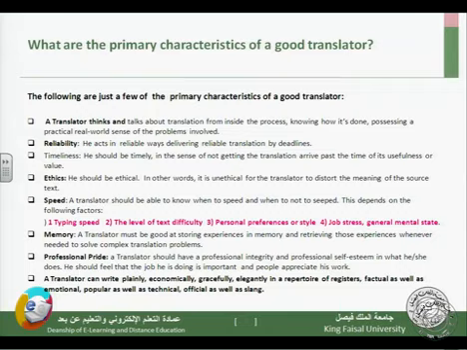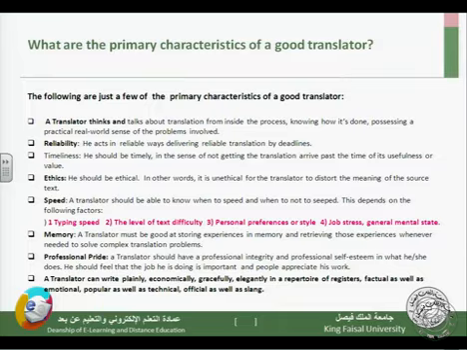Timeliness. He should be timely, in the sense of not letting the translation arrive past the time of its usefulness or value. Time is important. If I say to you, I need my translation by the end of this week because on Saturday I have a meeting to discuss this text, and you give it to me after two weeks, then the translation becomes useless. So you need to have this timeliness in your mind.